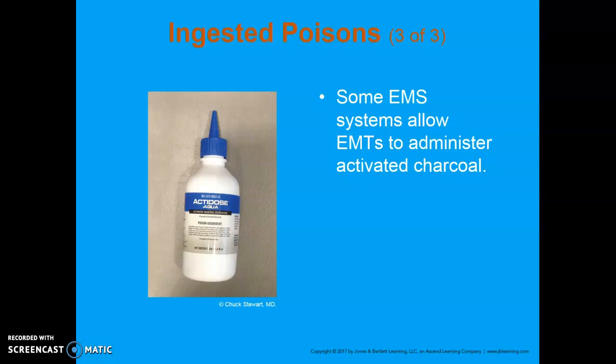If your system allows you to administer activated charcoal, make sure you know when you should give it and when you shouldn't. There are some medications that you will never ever give activated charcoal with. Bottom line, ABCs are still going to be your focus, and then move on to anything else.